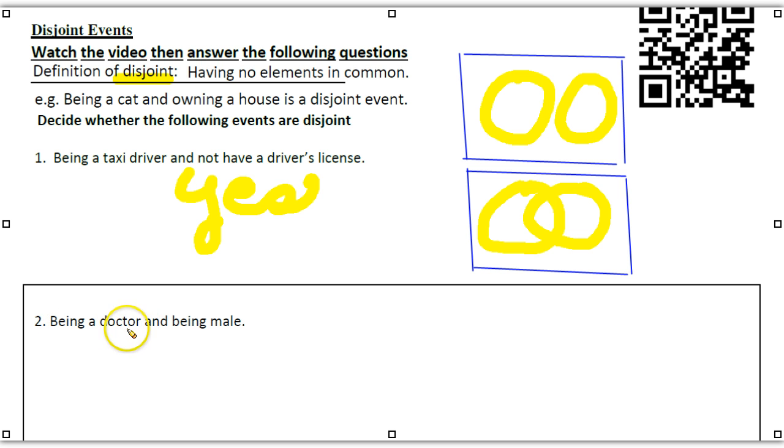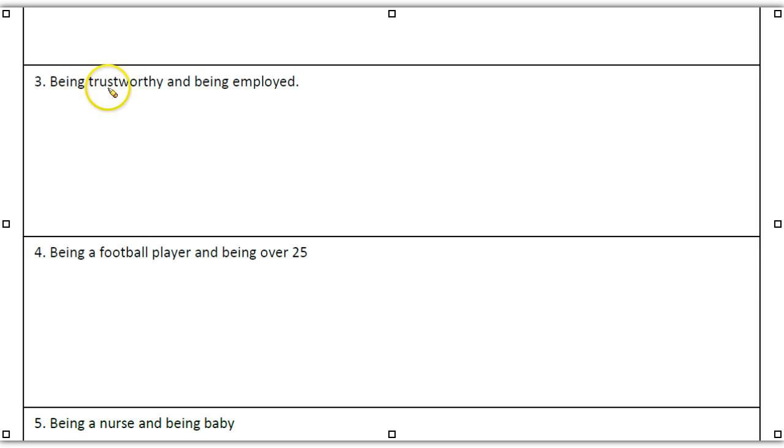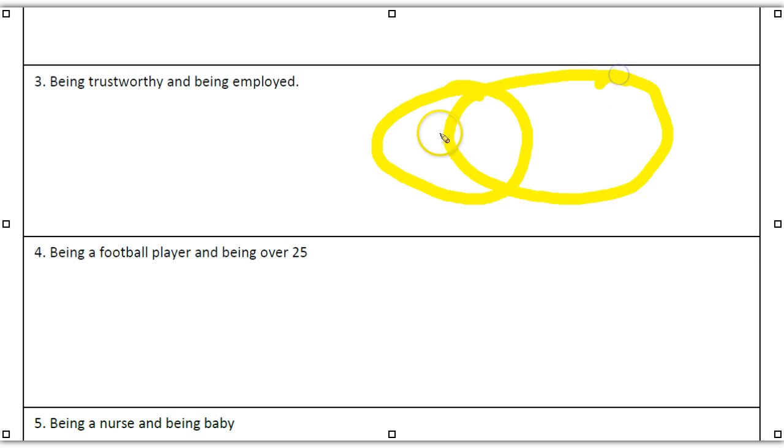And then being a doctor and being a male. Well, you could be a doctor and you could be a male. So this is no. This is not a disjoint set. Being trustworthy and being employed. Well, you'd have a circle and you could be both. So this is a no. Being a football player and being over 25. The same, you could be both. So this is not disjoint.